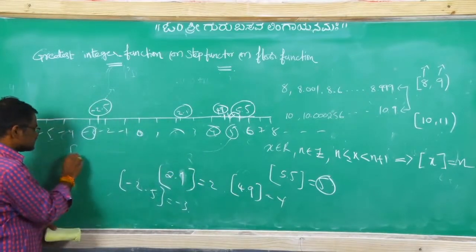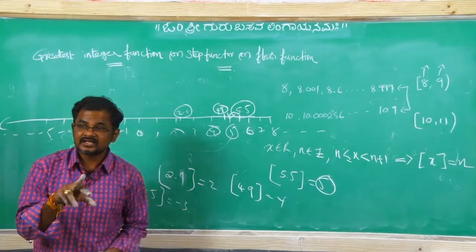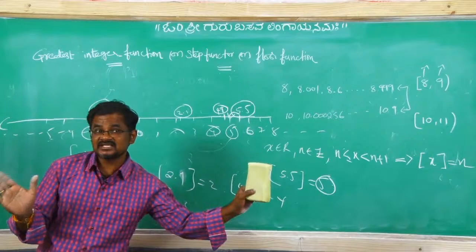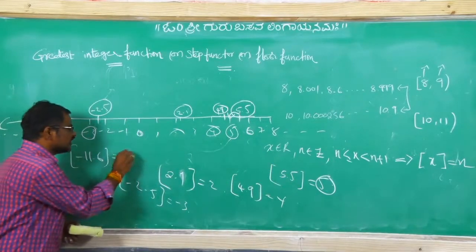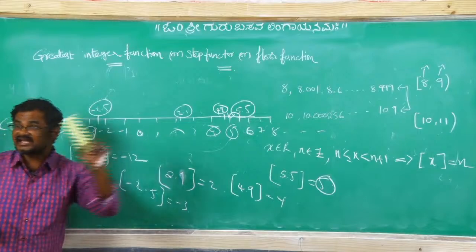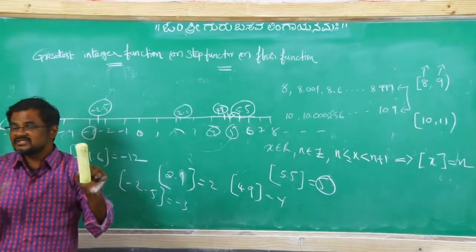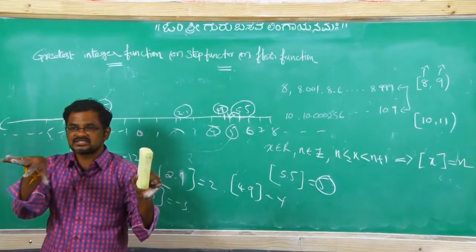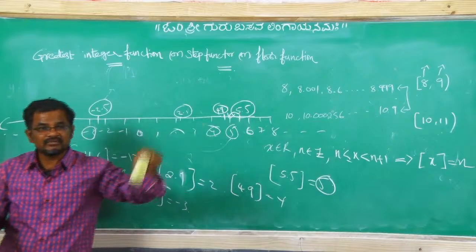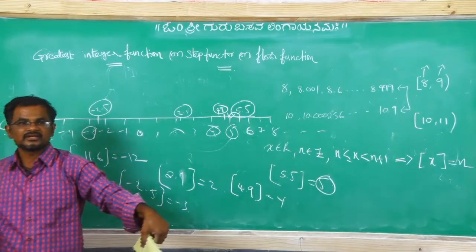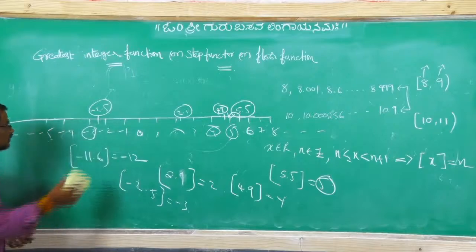Now the greatest integer of minus 11.6. It is between minus 12 and minus 11. So what is the answer? Minus 12 you have to take, because we take the greatest integer on the left side of that one. The left side of minus 11.6, between minus 12 and minus 11, the greatest integer is minus 12 only. That one we have to take. Understood now why it is called the greatest integer function?